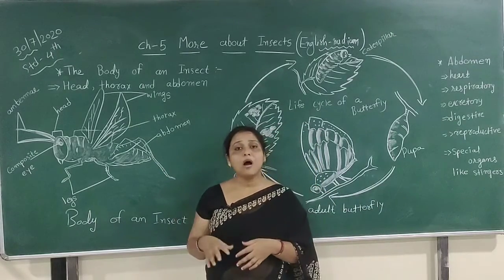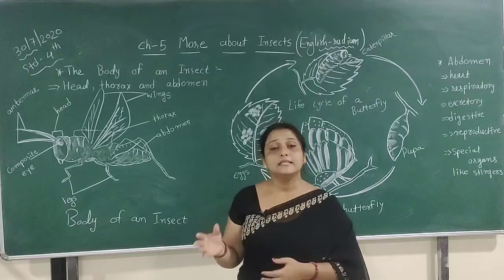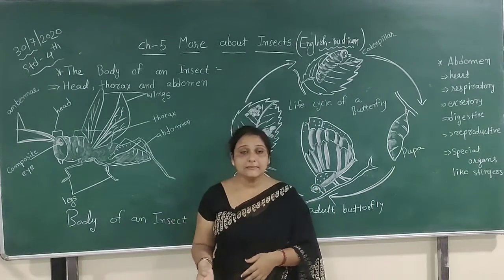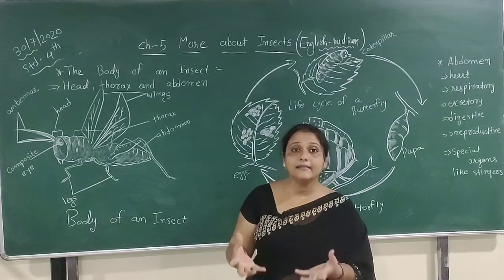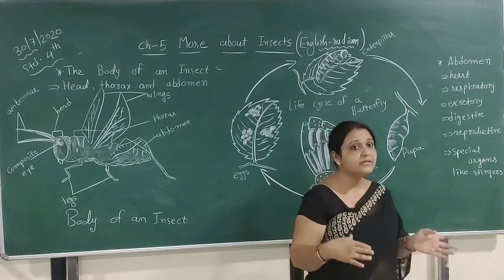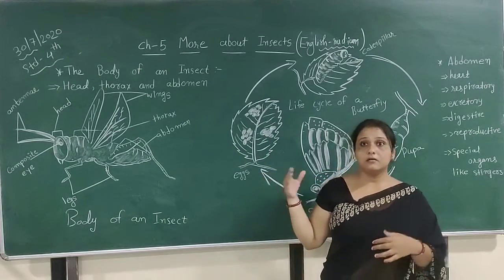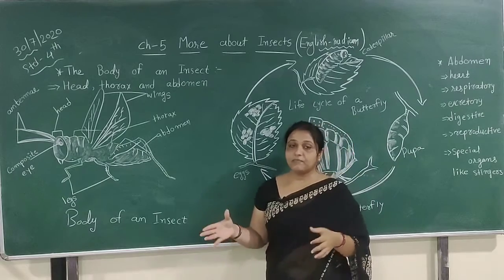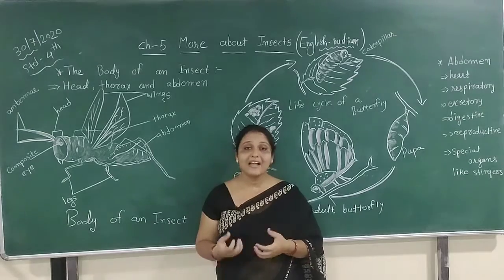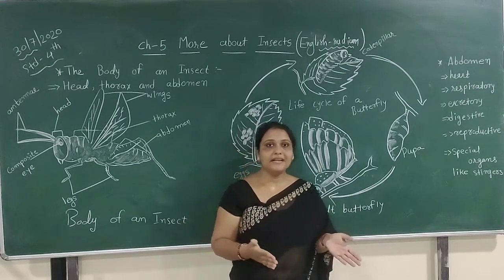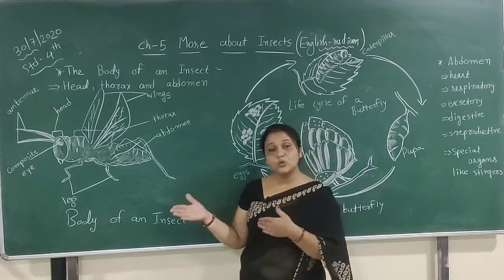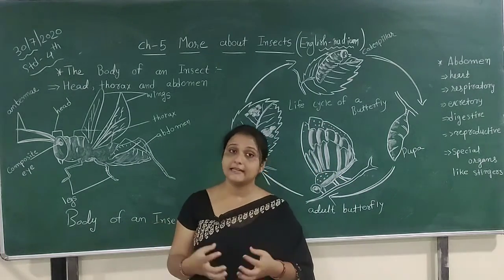Then after that, the mouth is also available in the head, and using the mouth they can eat their food. But in different insects you can see different things in their mouth system. For example, some types of insects eat their food by chewing, but some, like the butterfly, have a sucking tube system, and using this tube they get their food.